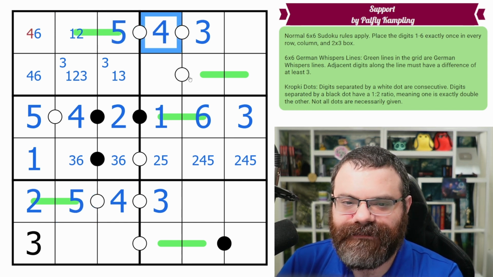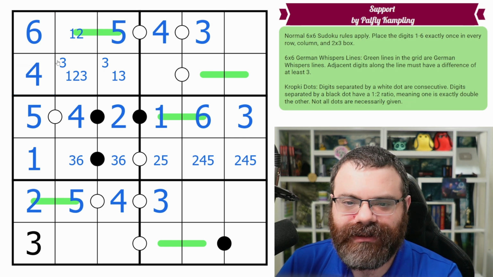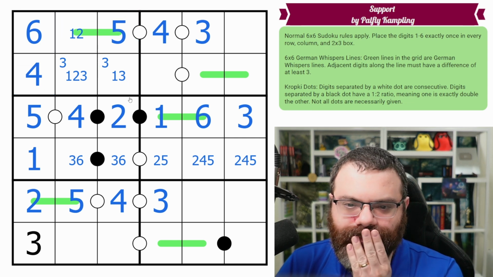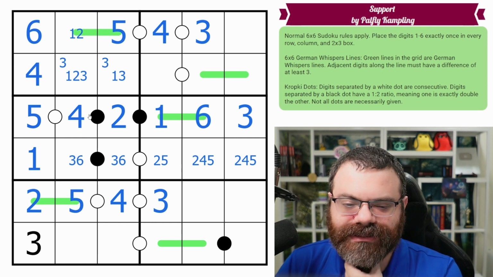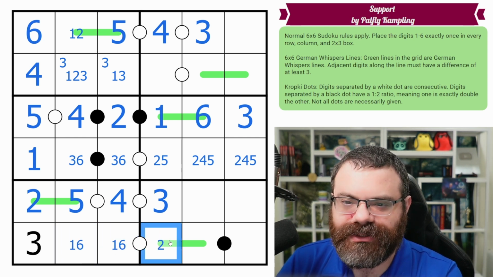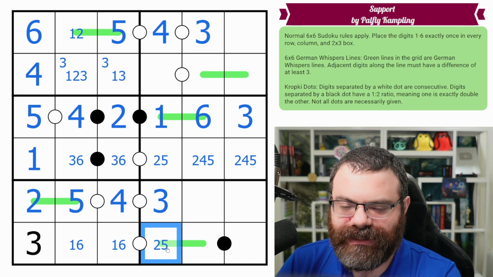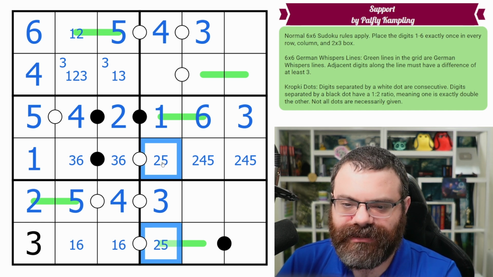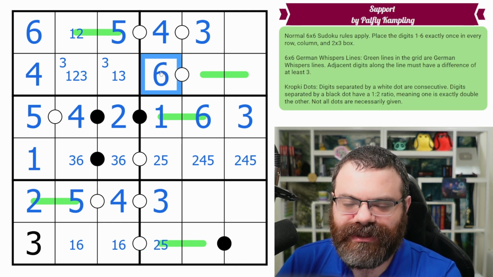So 5 goes next to 4. 4 gives us 6 and 4. 5 can go next to 1 or 2, so that doesn't resolve that. Okay, that's good progress. What's left in this box? 1, 6. So 1 would require 2, and 6 would require 5. So that's a 2, 5 pair there. So this has to be the 6 for the column.